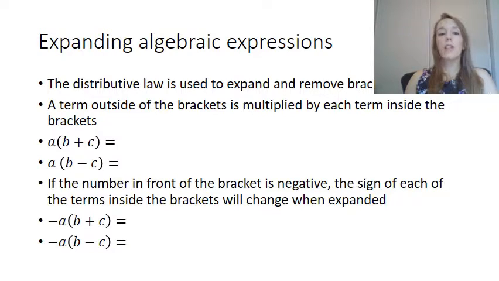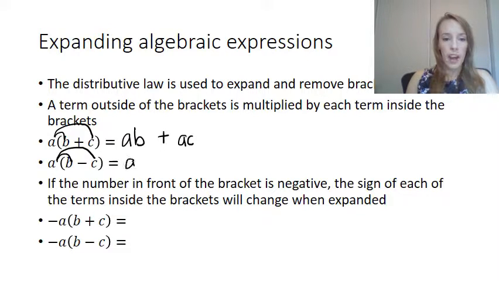The distributive law is used to expand and remove brackets. So any term that's outside of the brackets is then multiplied by each term inside the brackets. So in our first example here, we've got A multiplied by, in brackets, B plus C. So we can actually apply that first term to everything inside using what I like to call the claw. So A multiplied by B is going to leave us with AB plus A multiplied by C is going to leave us with AC. Our second one is the same. The A outside the brackets is going to be multiplied by everything inside the brackets.